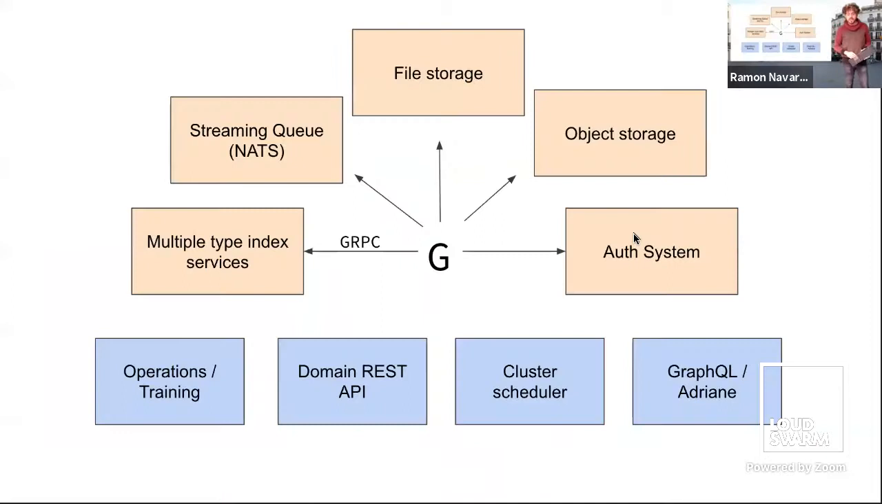Guillotina manages the core information of all Flaps. It has connections with NATS and a streaming queue, similar to Kafka, has multiple indexes, file storage, object storage. We are using Guillotina for operations and training in order to train machine learning models, as a domain REST API, and as a cluster scheduler to schedule tasks to be done on the Kubernetes cluster. Even with GraphQL integrated properly, they provide a nice GraphQL interface, so front-end people can build applications easily on top of that.